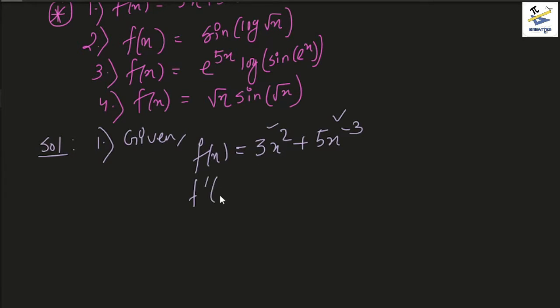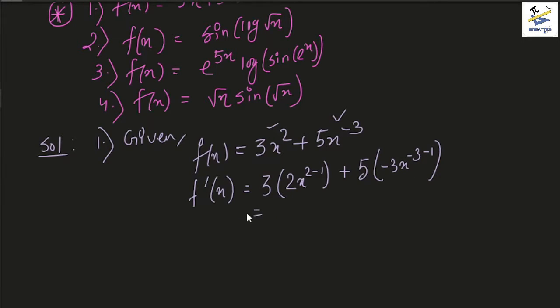So what is the derivative? Well, for polynomials of the form x to the power n, we remember the answer is n into x to the power n minus 1, right? So this would give us 3 is a constant which shall remain as it is, and for x square we should have 2 into x to the power 2 minus 1. Similarly for the other one, we should have 5 as it is, and then we should have minus 3 x to the power minus 3 minus 1, right?